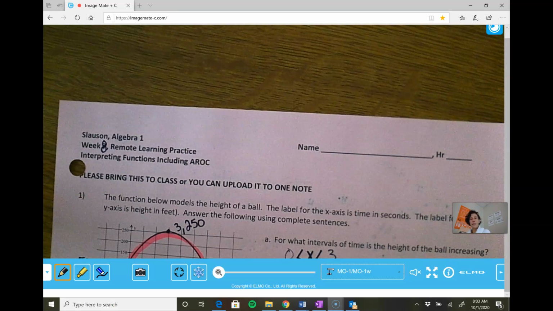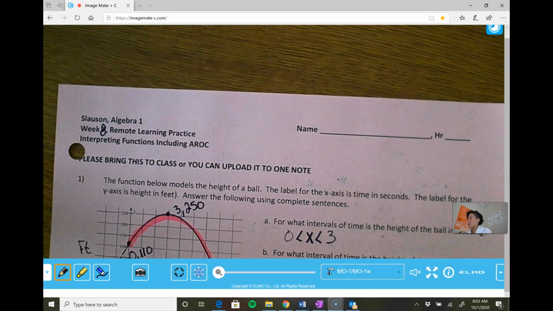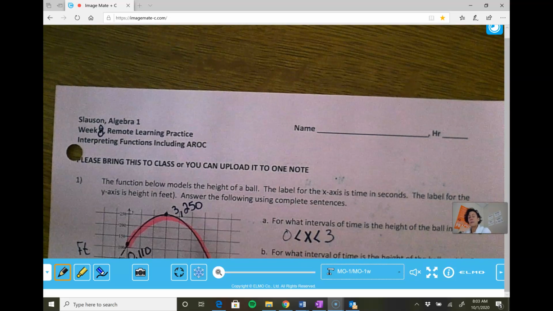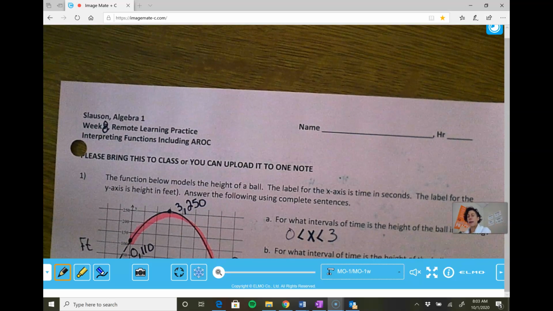And again, the directions are in OneNote or on Schoology. You can bring it to class, you can submit it to OneNote, and I'll, again, in Schoology tell you what I prefer you to do for your class, but again, it doesn't seem to matter. It'll be okay either way.